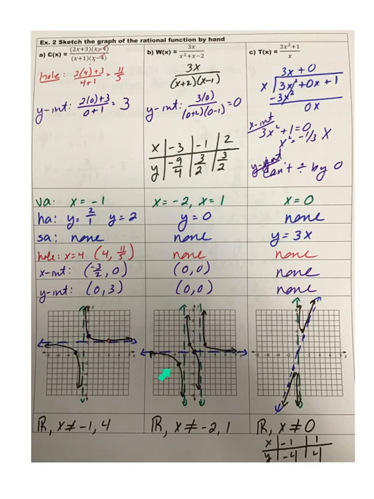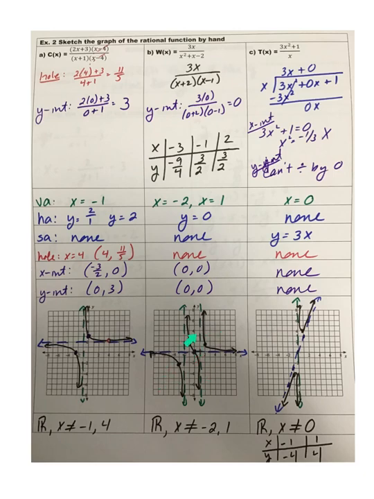So what I decided to do is pick -3 from the left side, -1 from the middle, and 2 from the right side, and plug these numbers in. If I plug -3 in, I get -9/4. If I plug -1 in, I get 3/2. And if I plug 2 in, I get 3/2. So that's where I got these points: (-3, -2 1/4), (-1, 1 1/2), (2, 2 1/2).